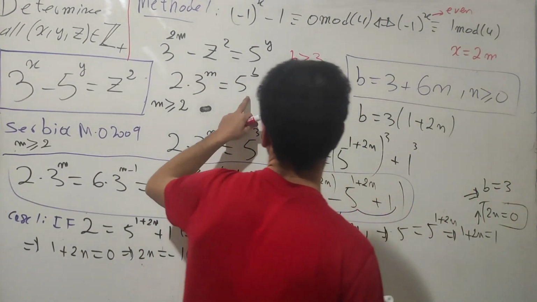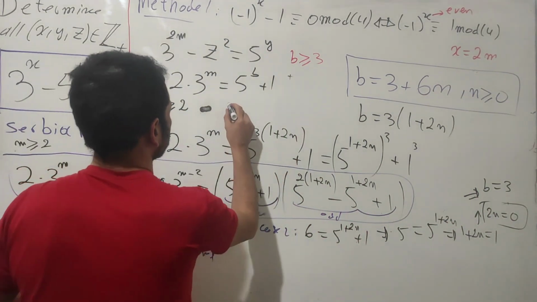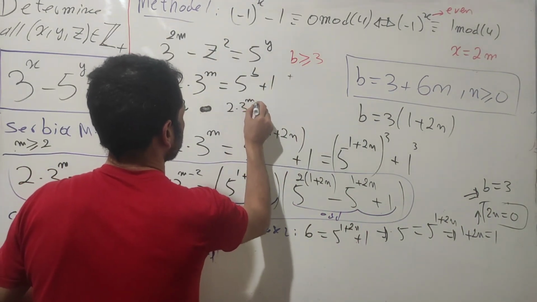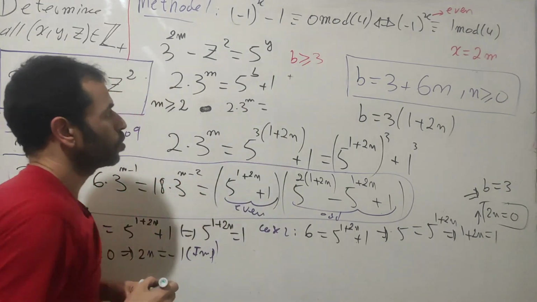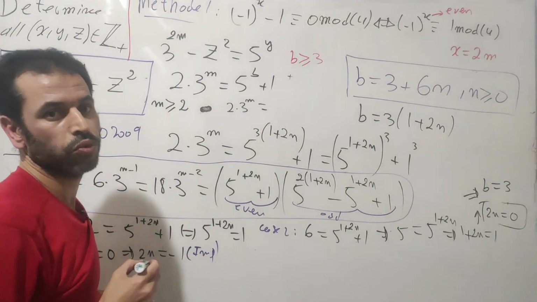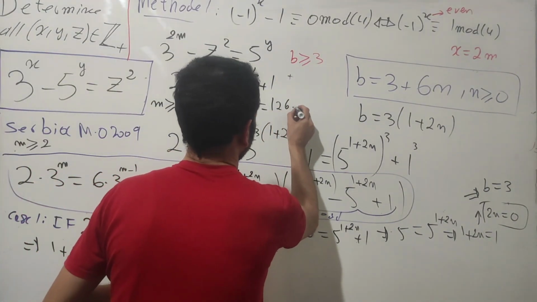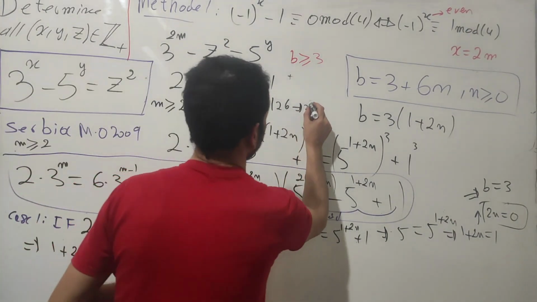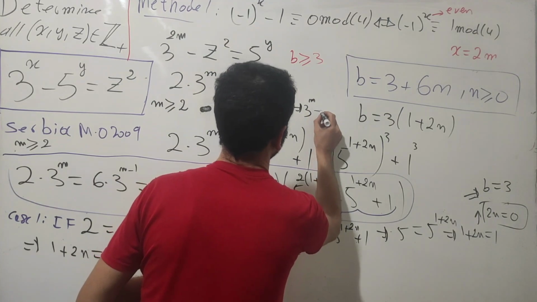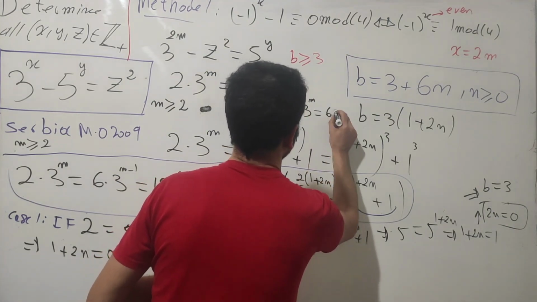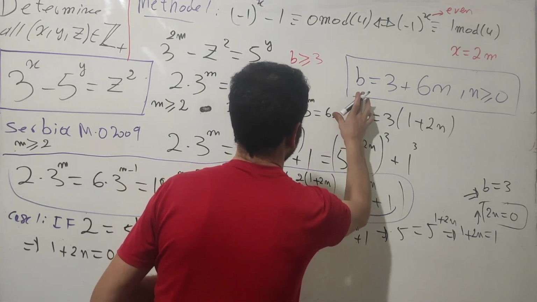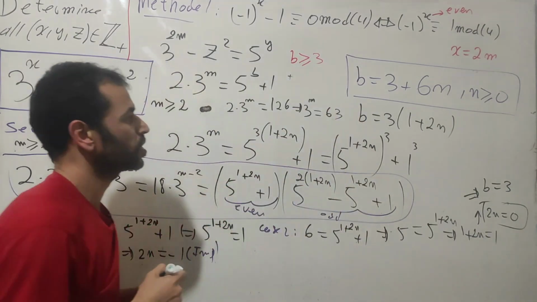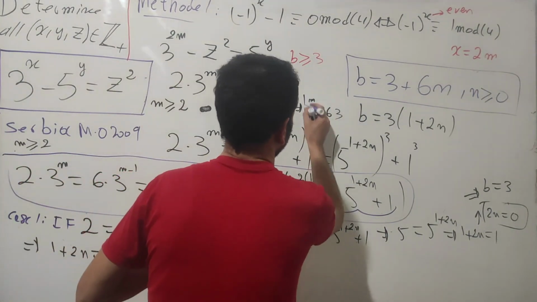If b equals 3, I'm going to replace it here. So I get 2 multiplied by 3 to the m, which equals 5 to the 3, which is 125, plus 1, which is 126. Dividing both sides of the equation by number 2, I get 3 to the m, which is a power of 3, which equals 63. But 63 is not a power of 3, which is impossible.